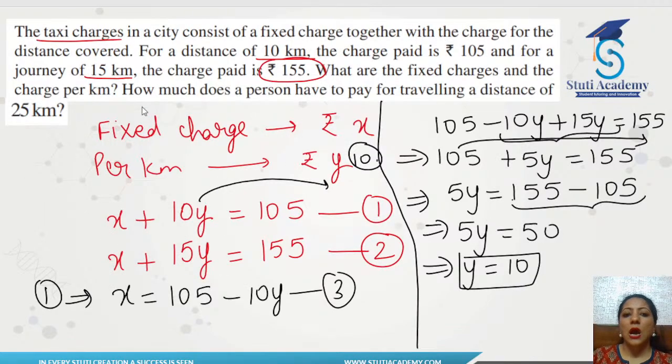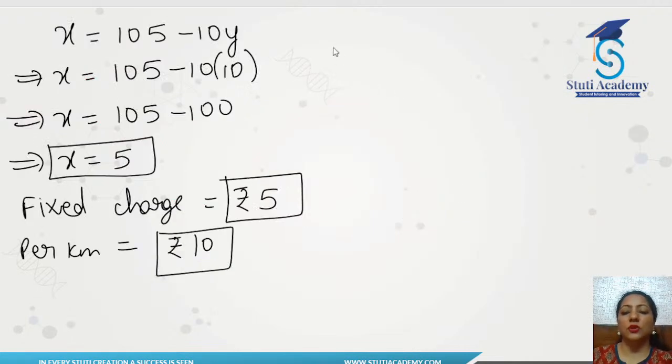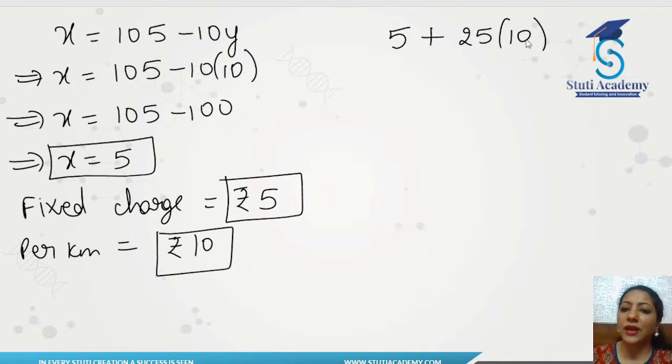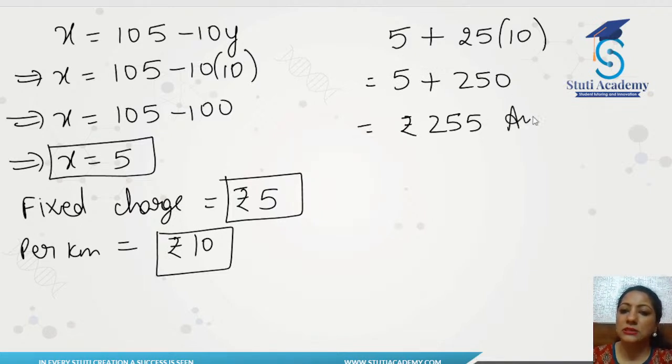Also, it is asked in the question, how much does a person have to pay for traveling a distance of 25 kilometers? So if a person is traveling for 25 kilometers, he has to pay 5 rupees as the fixed charge. And then for every kilometer, the person is supposed to pay 10 rupees. So for 25 kilometers, he is going to pay 25 times 10. So that's 5 plus 250. That is 255 rupees. That is the answer. That means that much amount he is going to pay for traveling 25 kilometers. I hope, students, this question is clear to you.